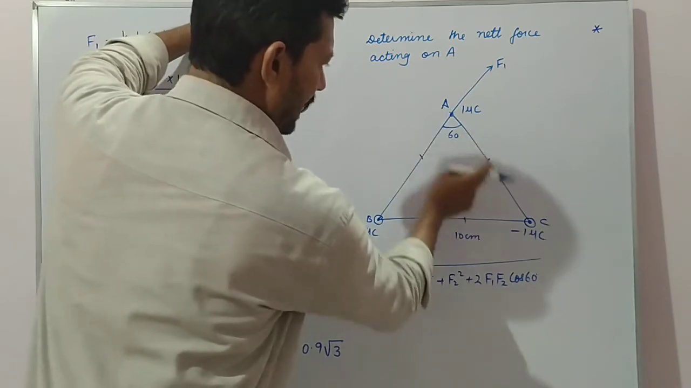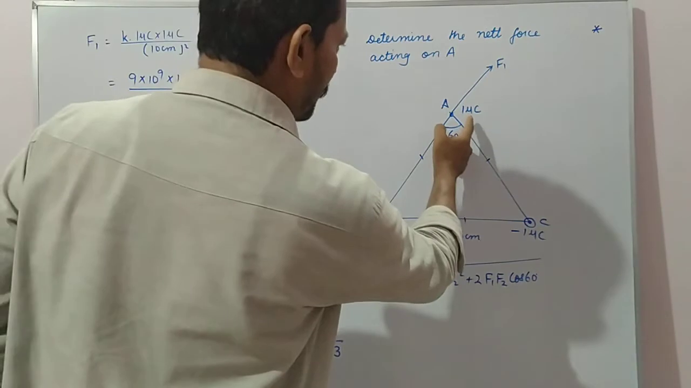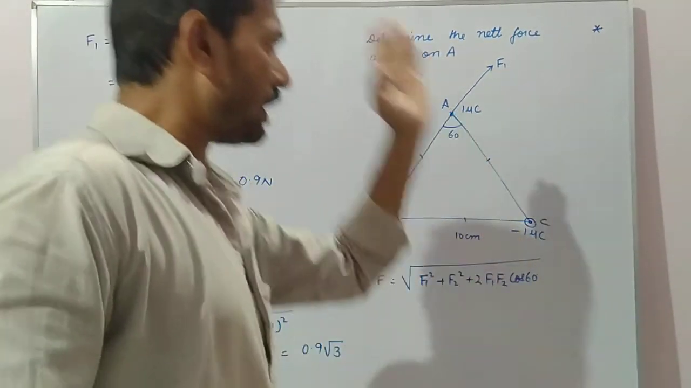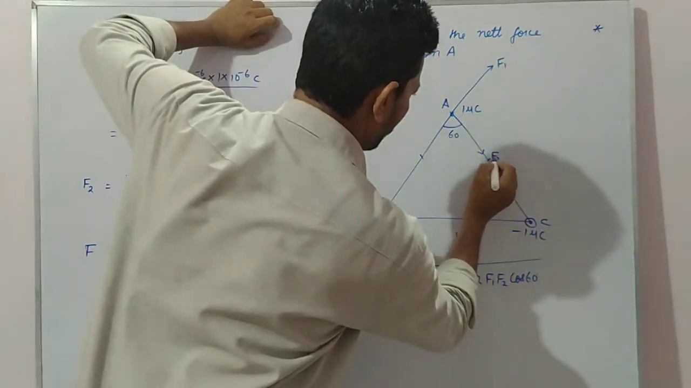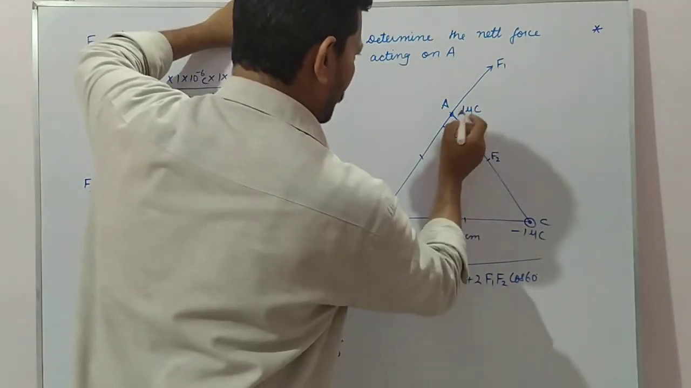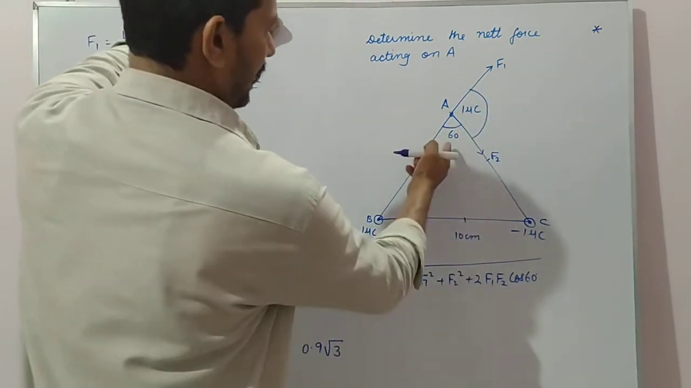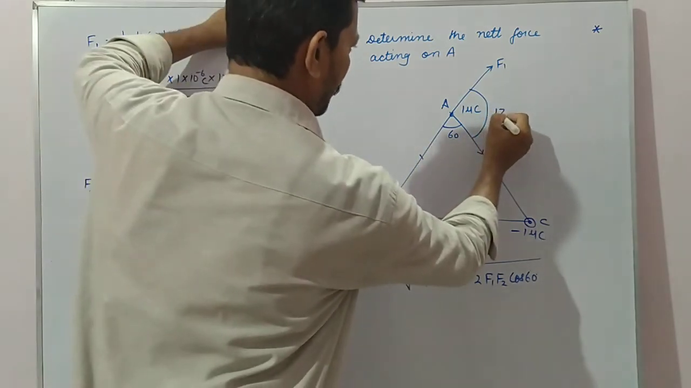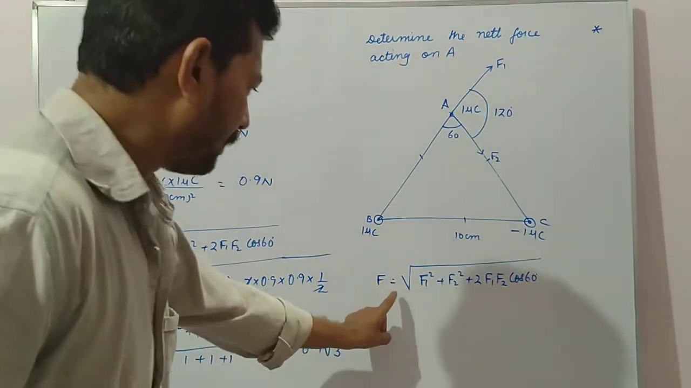Okay. Now, due to A and C, see here, there is an attractive force between A and C. So this 1 microcoulomb charge will be attracted towards C. So it will come along this direction, and the force here will be F2. Now, we have to find the angle between F1 and F2. As it is an equilateral triangle, this angle is 60 degrees, and this angle will be 120 degrees.